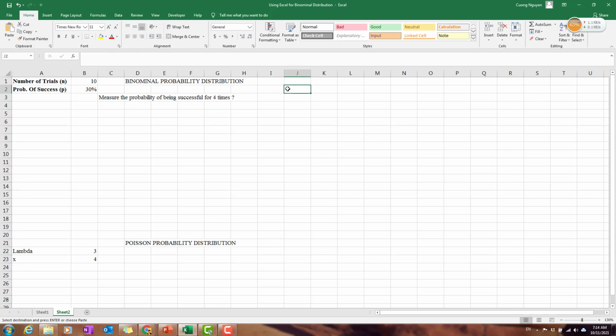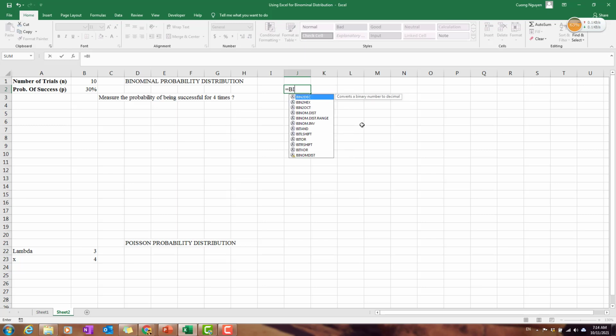Actually, this is quite simple. You measure it with the function called BINOM.DIST. It is all integrated in Excel, and you just have to call it out. This function asks for the number of successes, that means 4 times, and the total number of trials, which is 10 overall. The probability of success is 30%, and cumulative or not, we will clarify later.